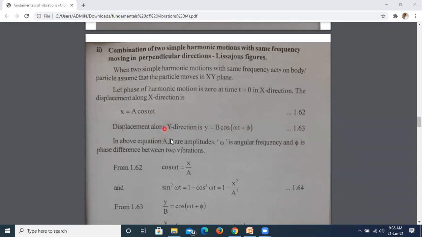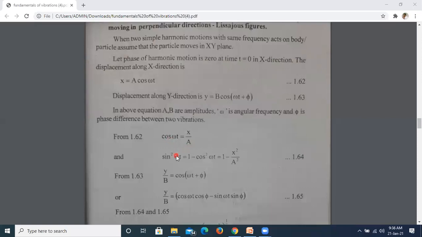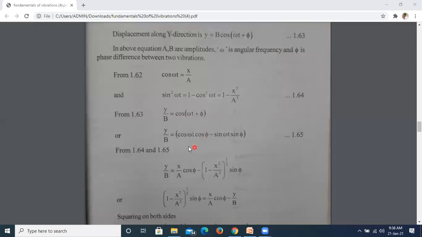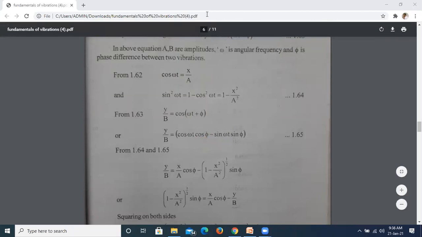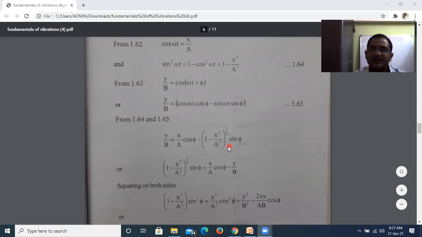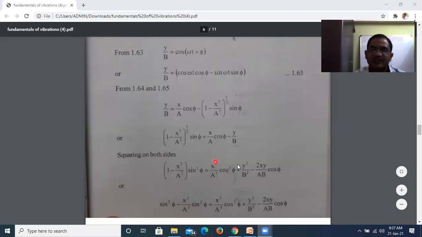So from the first equation, cos omega t equals x by a. From that you write sin omega t. Next you consider the second equation. From that you write y by b equals cos of omega t plus phi. The right hand side you expand: cos omega t cos phi minus sin omega t sin phi. Then y by b, substituting the cos omega t and sin omega t values, equals x by a cos phi minus the square root of 1 minus x square by a square times sin phi. From that, again the second term written as the subject, you get this equation.